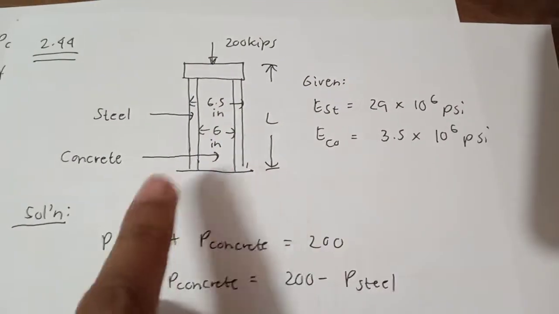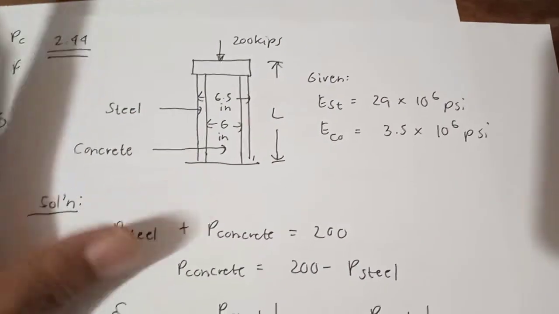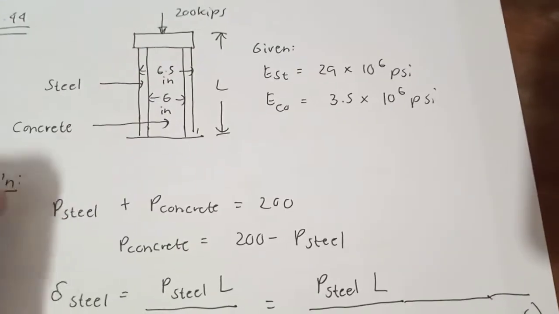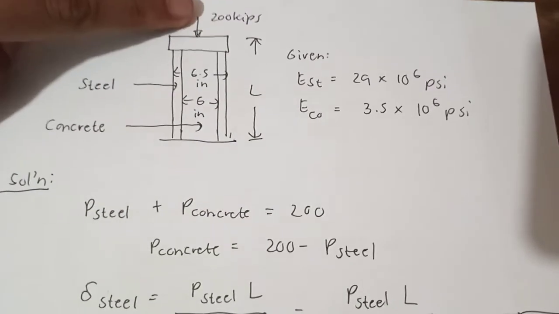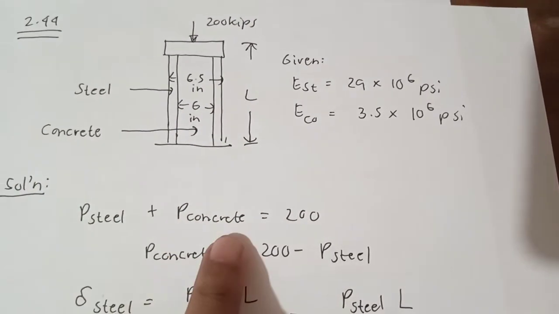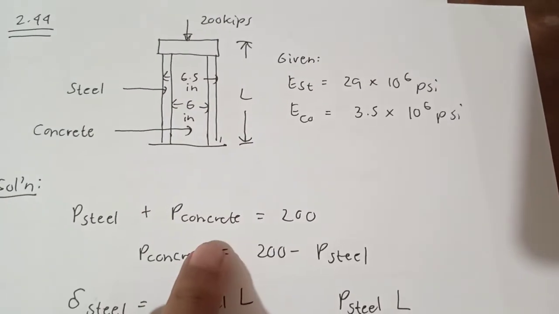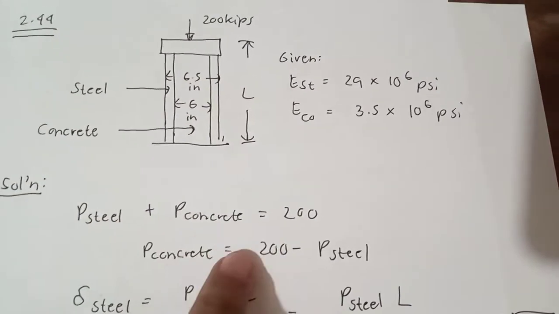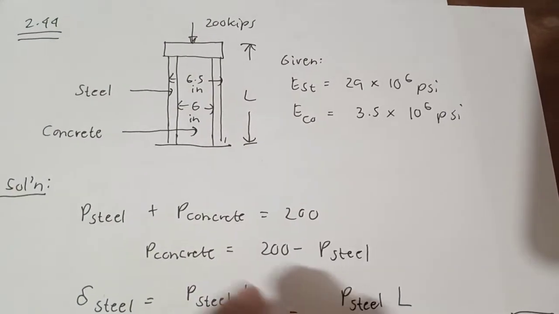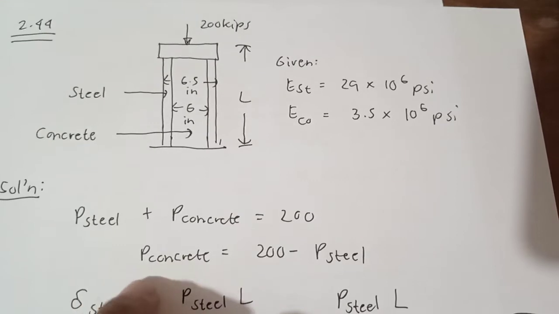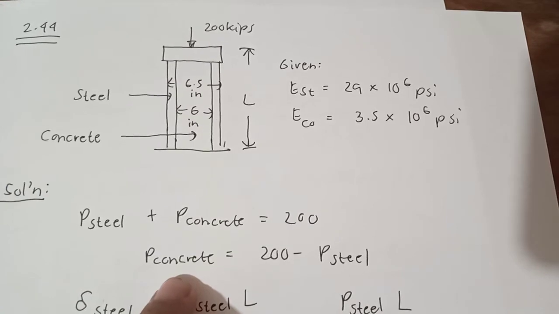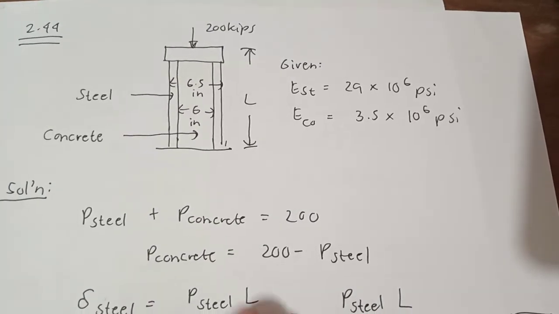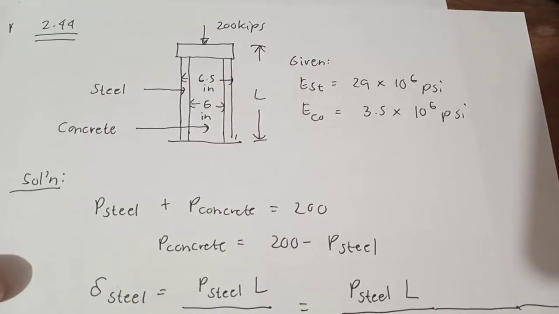Logically, these 200 kips will be carried by both steel and concrete. A portion of the 200 kips is carried by steel, and a part of it is carried by concrete. Therefore, P steel and P concrete should add up to 200. Transposing, we get that P concrete is equal to 200 minus P steel. We can use this in the following steps.